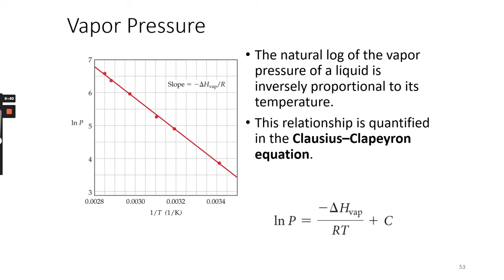Here is a way to calculate your heat of vaporization. If you plot the natural log of the pressure on your y-axis versus 1 over T, the slope of this will give you your enthalpy of vaporization over R. R is the gas constant.